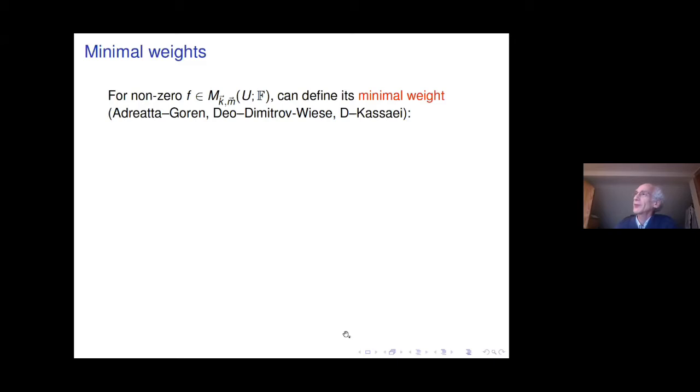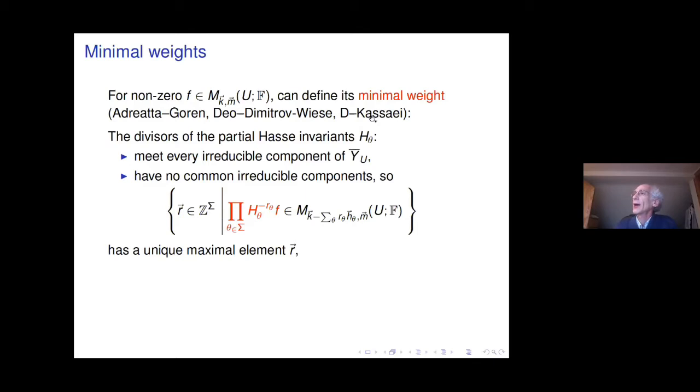So what should be true? Well, you can use the notion of a minimal weight. Something that you see from the geometric perspective that you don't see, at least not clearly, from the algebraic Serre weight perspective, is that there really is a notion of minimal weight, as you see in the unramified case in Andreatta-Goren, and in the ramified case in Diamond-Kassaei and my paper with Pavlovic. There's a natural notion of minimal weight, which is just measuring how divisible a form is by partial Hasse invariants.